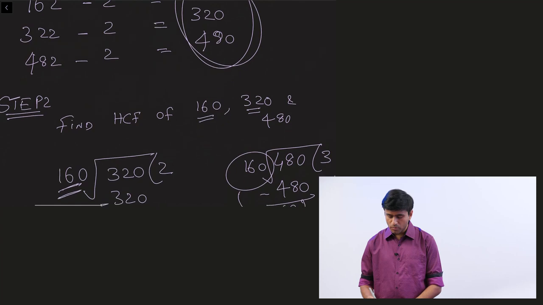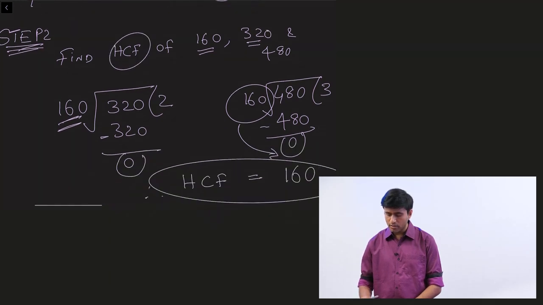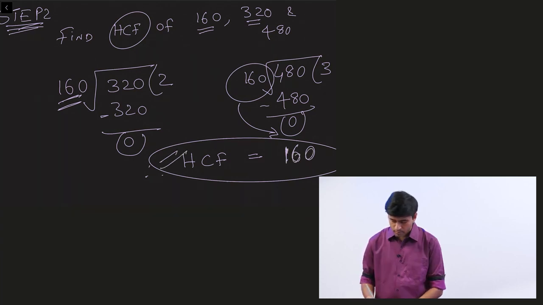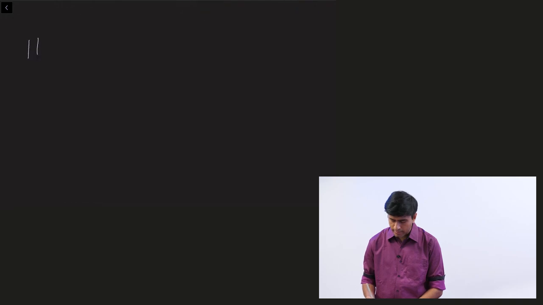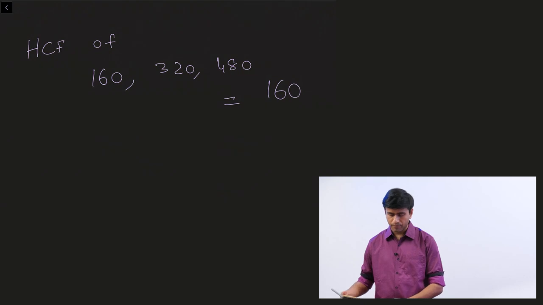Now step 2 is to find the greatest number that divides these numbers. In other words, you have to find the HCF of these three numbers, and using the long division method you get 160 as your HCF. So we found the HCF of 160, 320, 480 is 160.